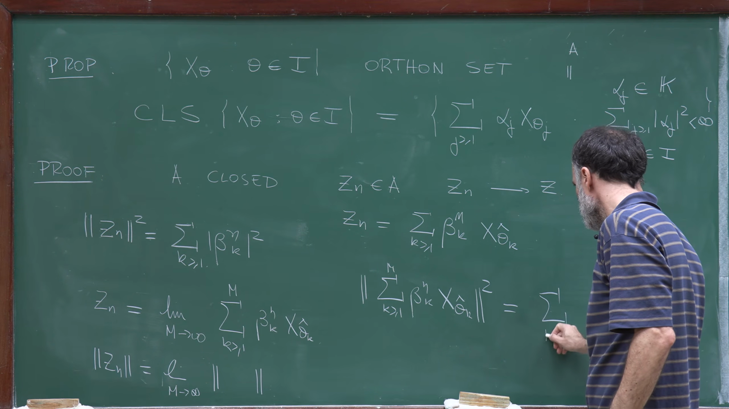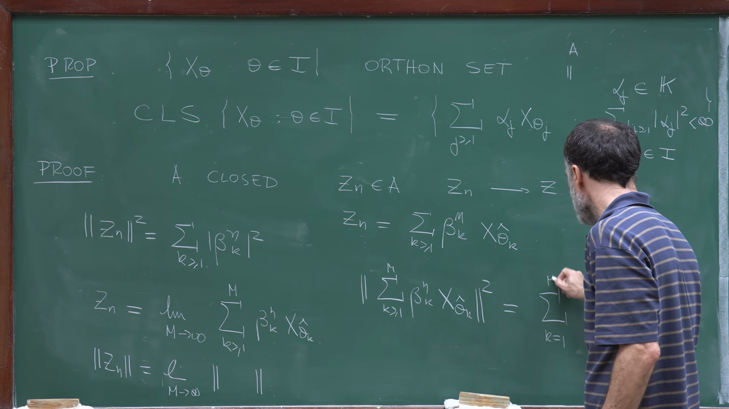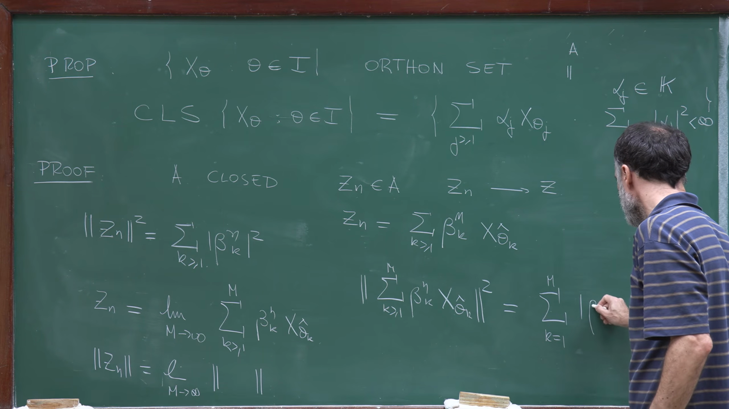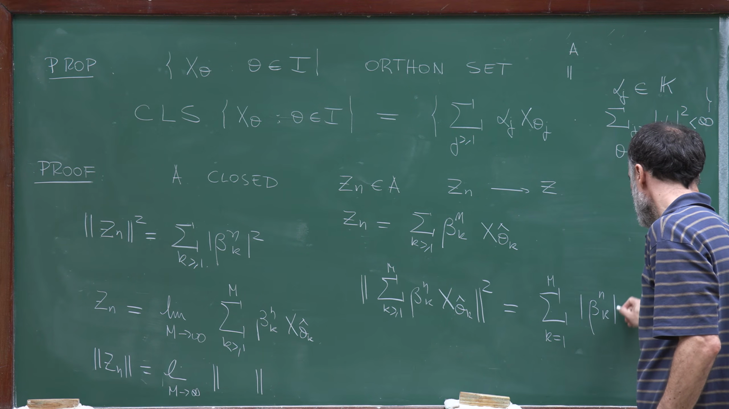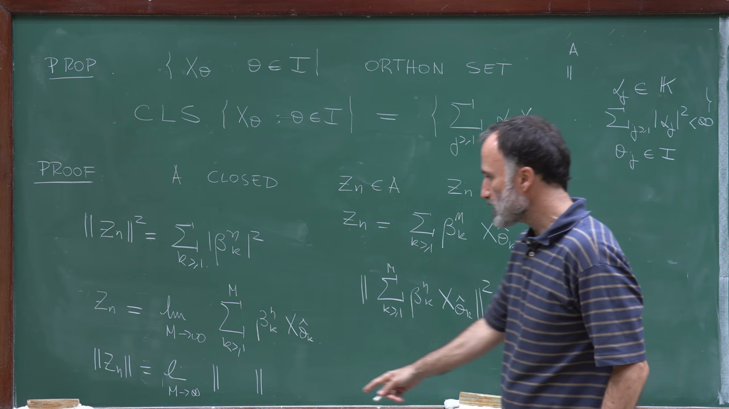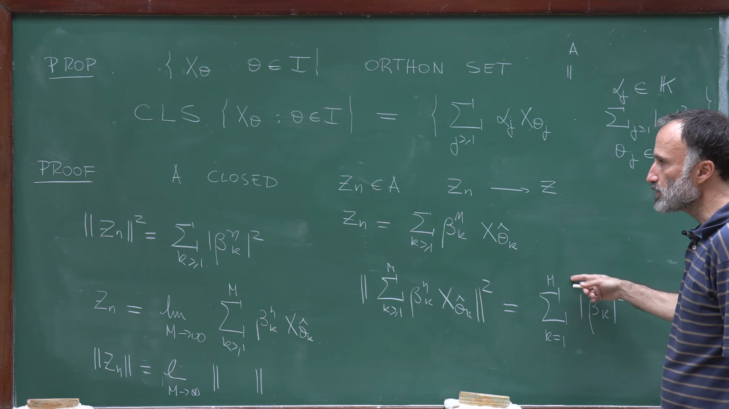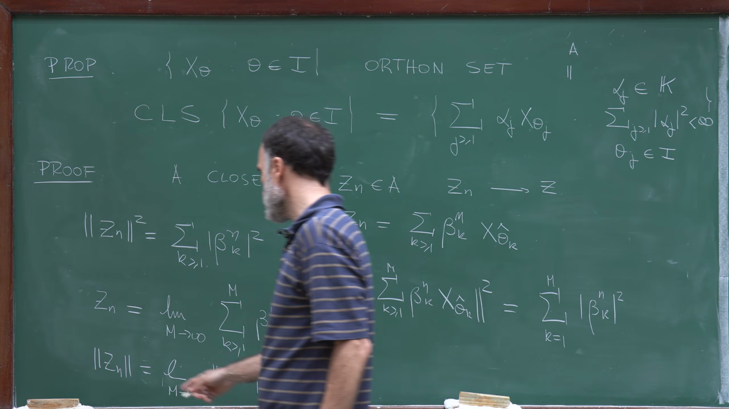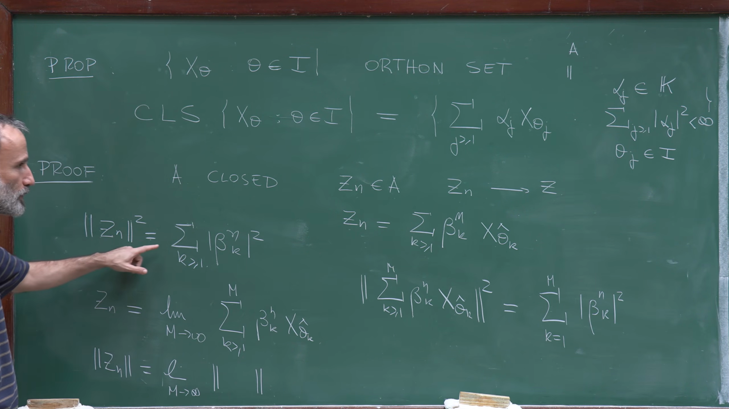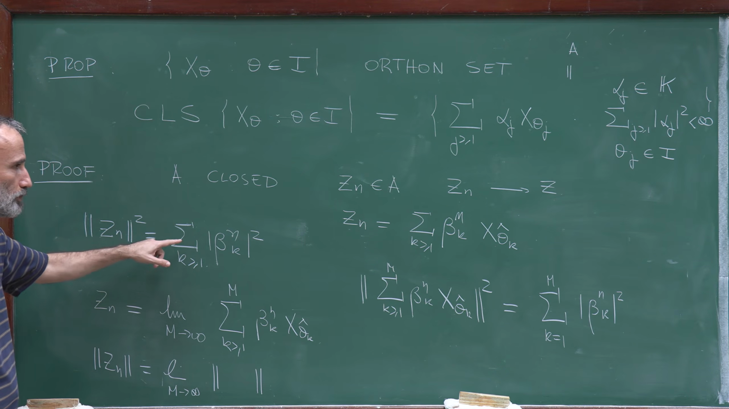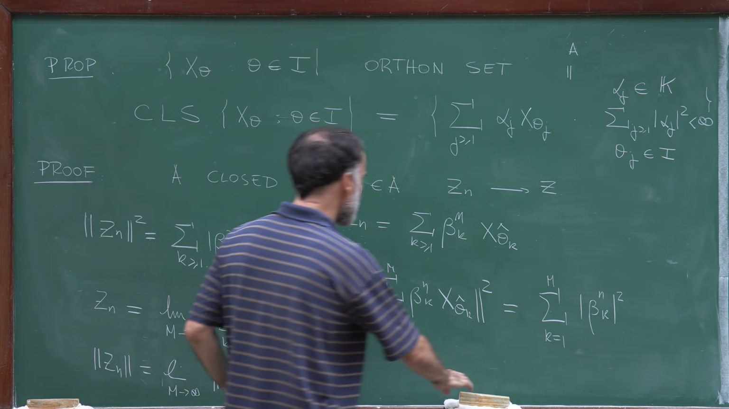the sum from 1 to m of beta n,k squared. So when we send m to infinity, what you get is that this becomes the infinite sum, and therefore the norm of Zn squared is actually equal to the infinite sum. So that proves this identity.